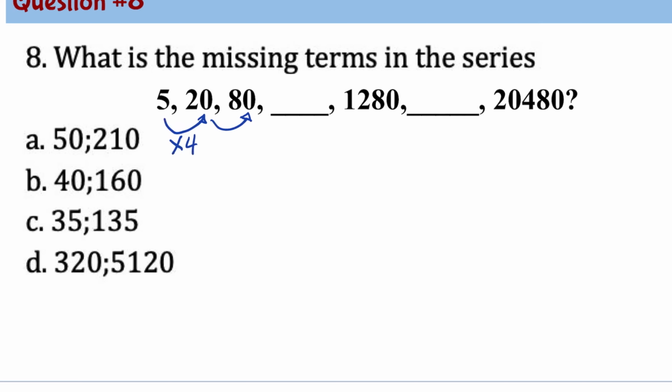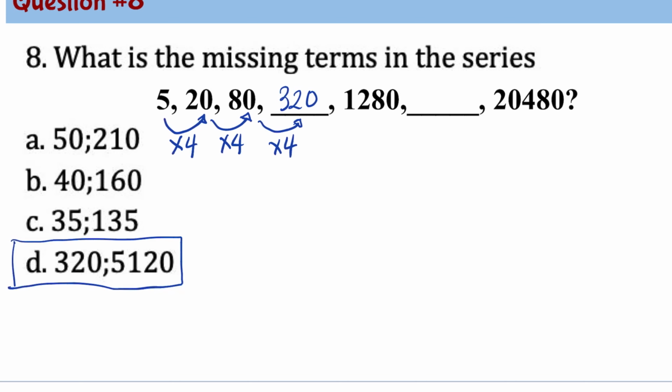Multiplying by 4, right? Because 5 times 4 is 20. 20 times 4 is 80. And if you continue the pattern, 80 times 4 will give you 320. And if you look at the choices, choice D is the only one with 320 as the next term. So that means that should be the answer.